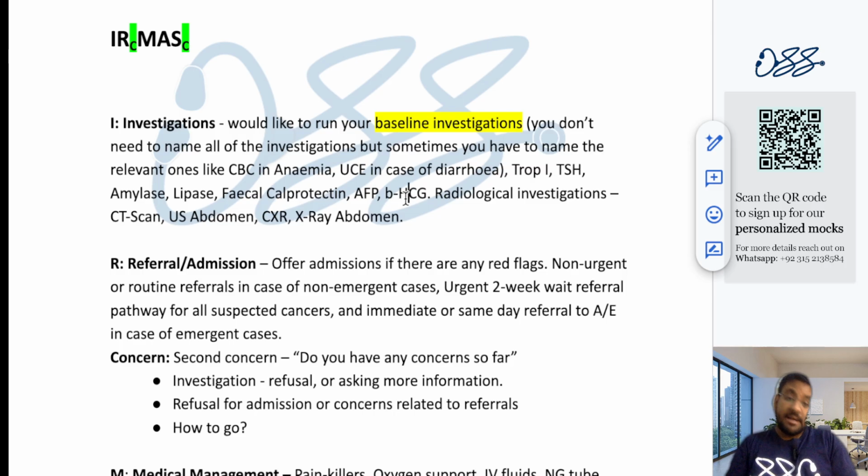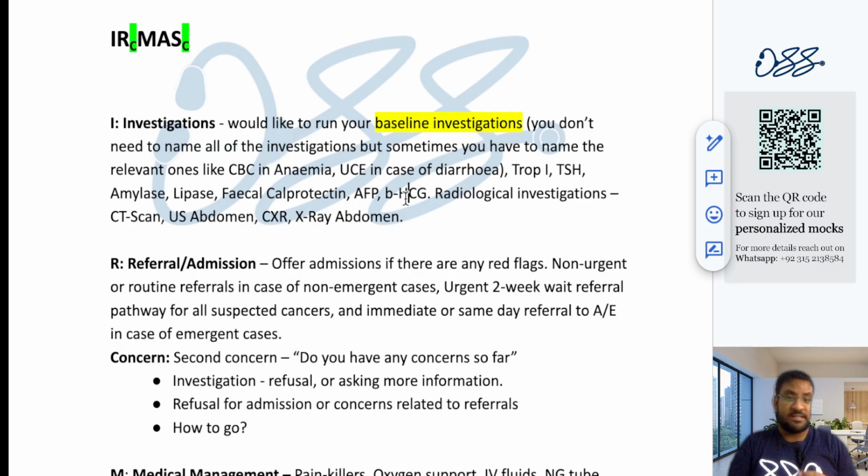But sometimes you may have to name some relevant ones, some particular baseline investigations. For example, in the anemia case, you want to ask about the complete blood count or the full blood count. In case of diarrhea, you want to check for electrolyte abnormalities, so you may want to say that I would like to specifically do your electrolytes. So this is how you're going to phrase your sentence in different cases.